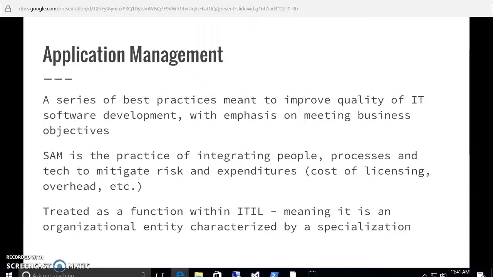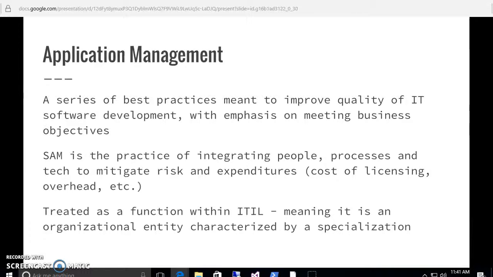One of the main sub-practices of application management is software asset management, or SAM, which is the practice of integrating people, processes, and technology to mitigate the risk and expenditures of using software. Primarily, the cost of licensing is one of the main selling points of this technology. There are consulting companies whose entire service is managing software licenses for larger enterprises.